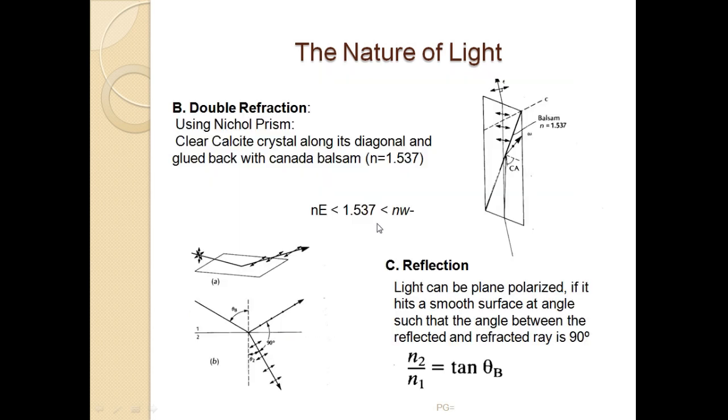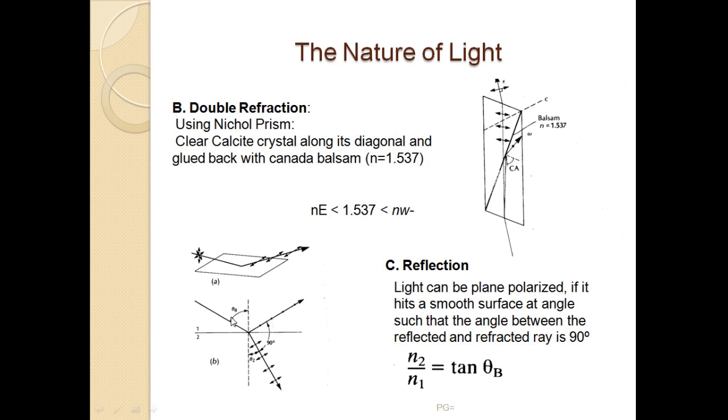Next comes reflection. Light can be polarized by the principle of reflection also. When an unpolarized light hits a smooth surface, the reflected light is partially polarized. To get complete polarization, the incident ray must hit the surface at a certain angle where the reflected ray and the refracted ray are at right angles.